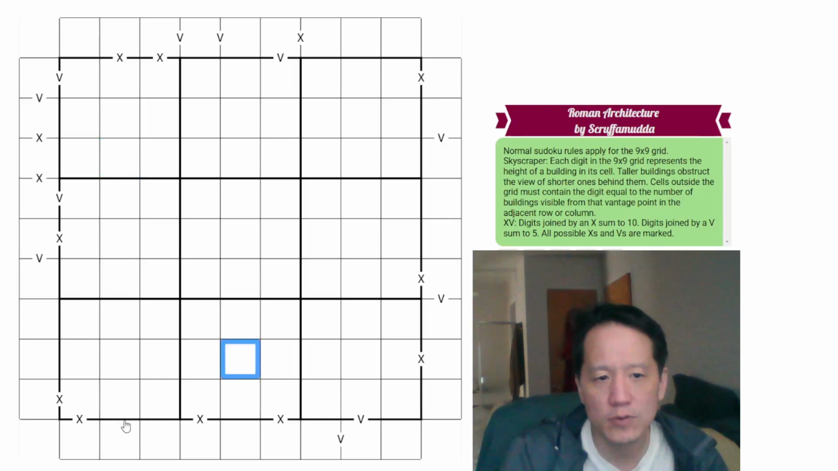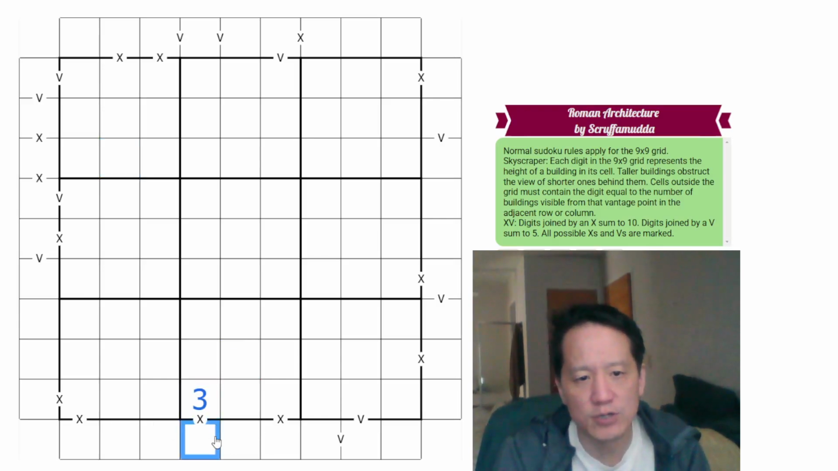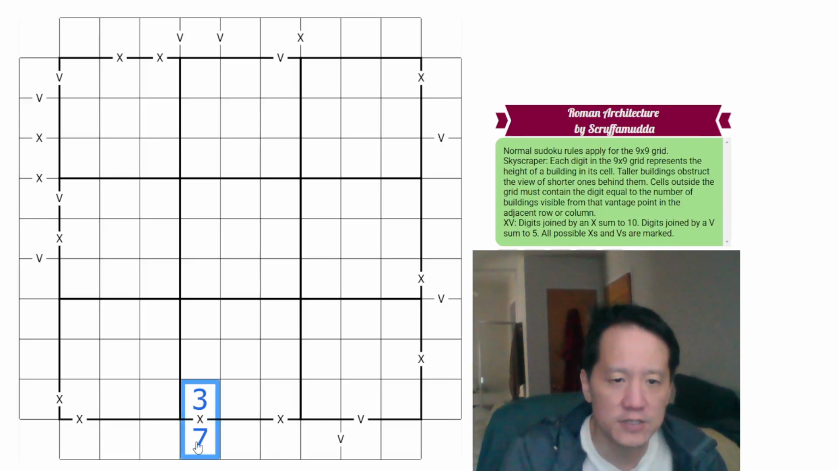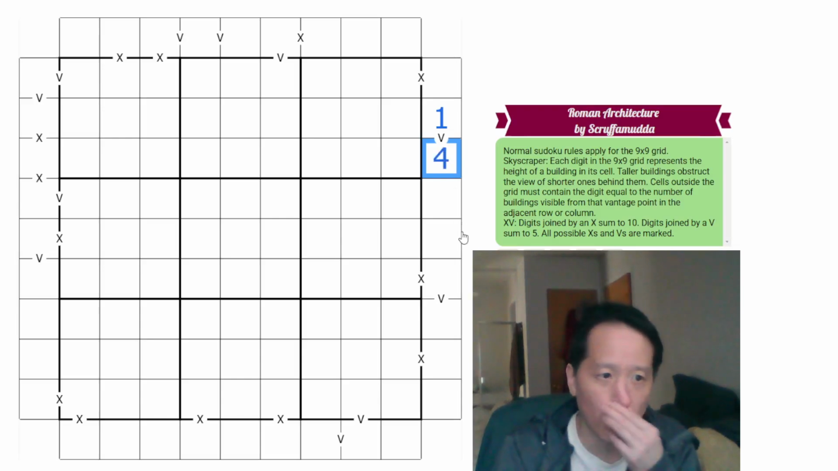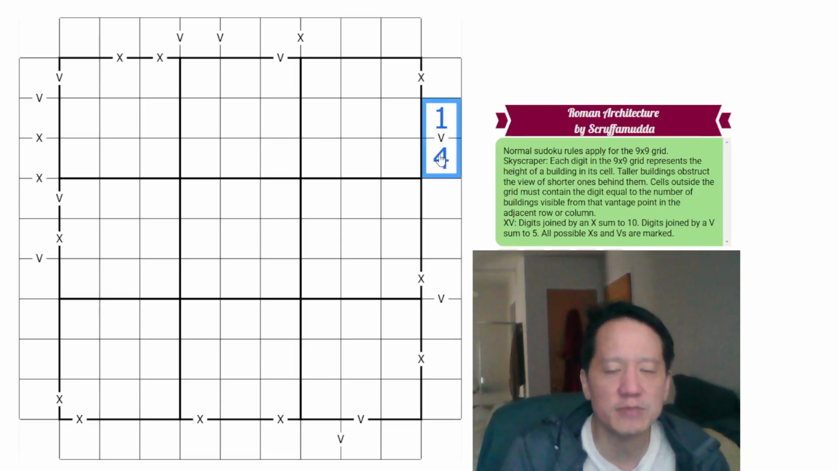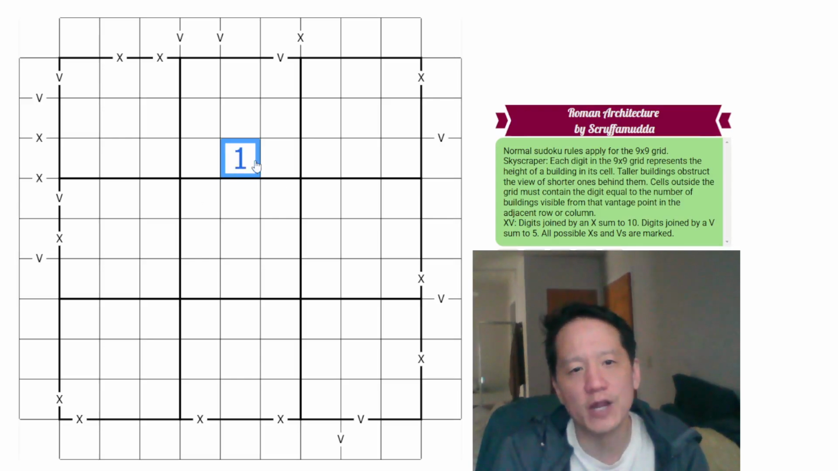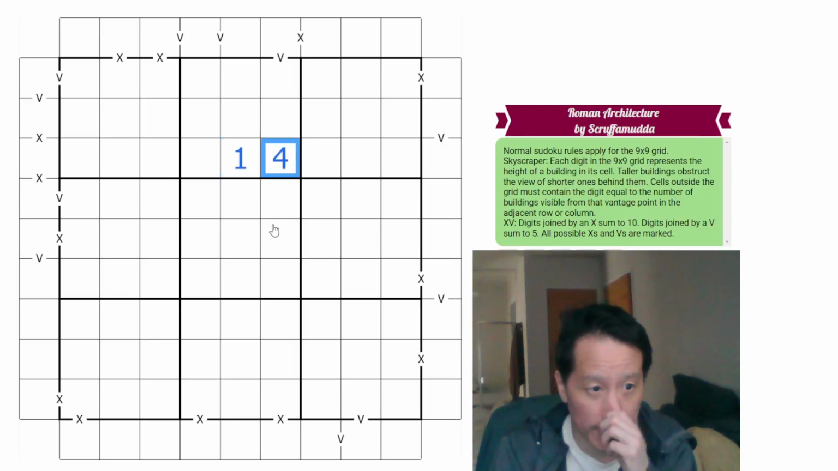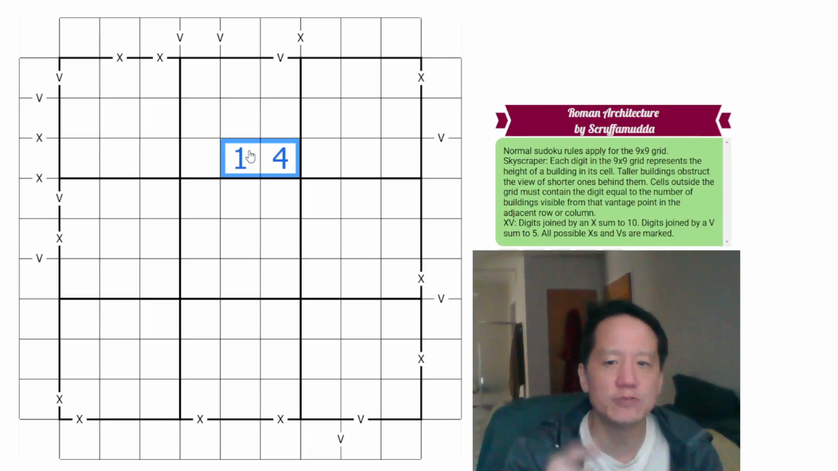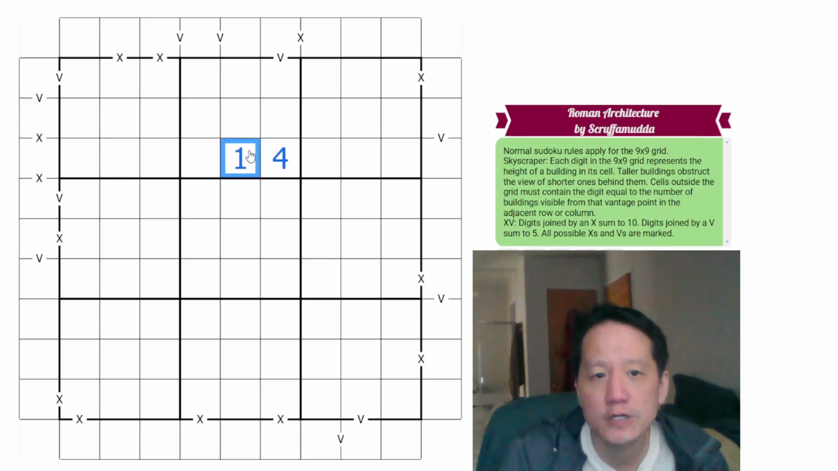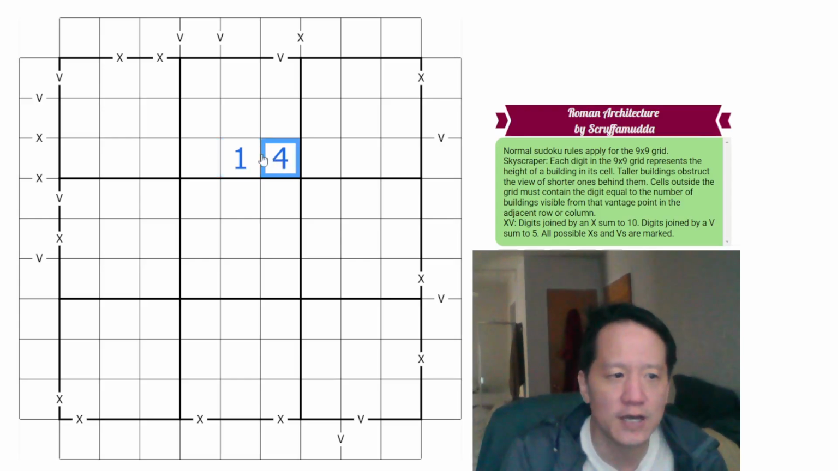So, for example, if this were a 3, this would have to be 7, because these two digits must add up to 10, because X separates them, and that's what it means. Similarly, if this were, say, a 1, this would have to be a 4, because these two digits must add up to 5. But you can't have a random 1 and 4 here, for example, because those add up to 5, but we are told that all possible X's and V's are already marked. So therefore, it is not possible to have it here.